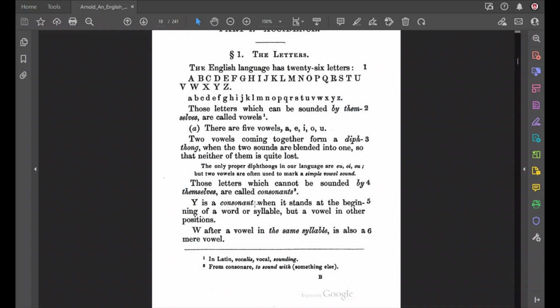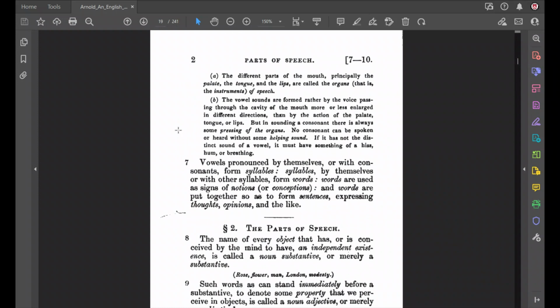So there are 26 letters in English. They divide into vowels and consonants, but there are a few letters that can be used like a vowel in one place and like a consonant in another place. So we need to watch out for those letters. That was the bulk of our lesson in chapter number 1.